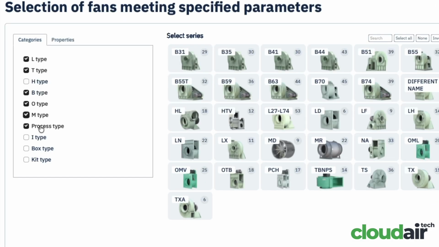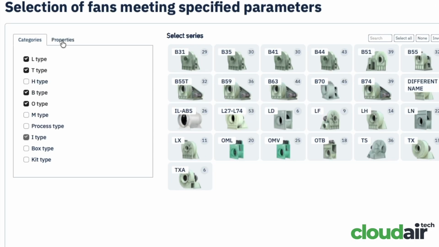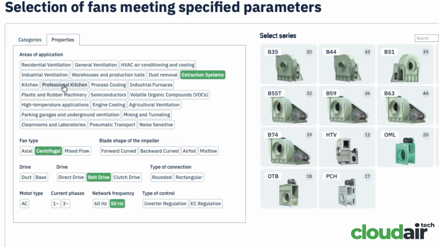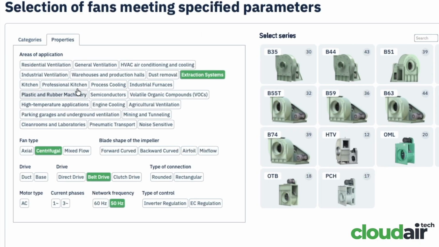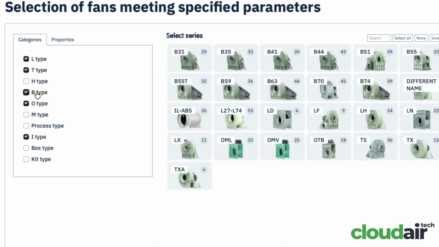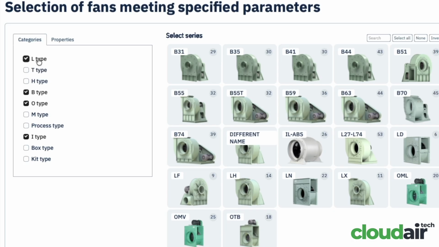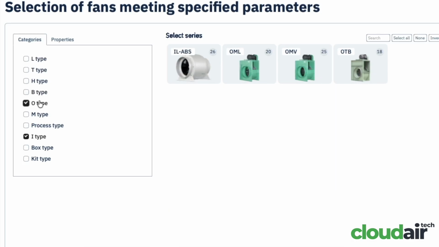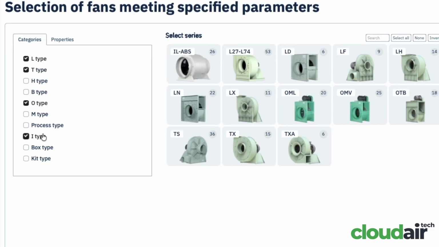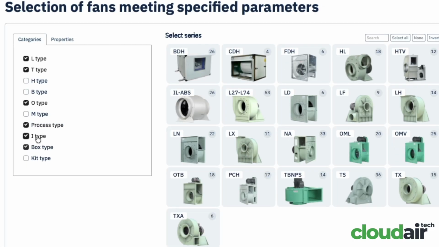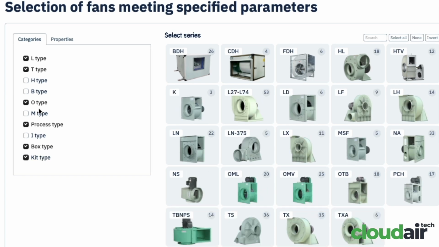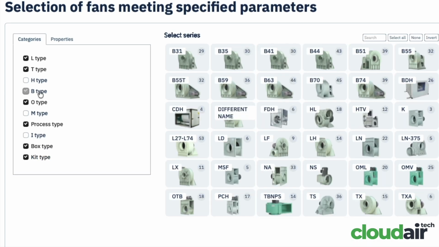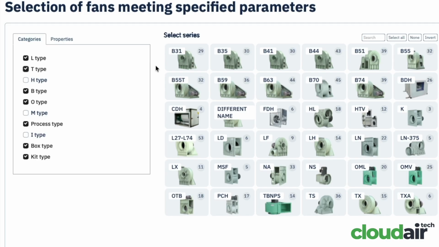Selection criteria. To begin the fan selection process, users can define their search scope in two complementary ways, either by selecting product categories or by filtering using detailed technical properties. Category-based filtering. On the left-hand side, the system provides a list of fan categories, such as L-type, T-type, process type, box type, and more. You can select one or multiple categories at once, allowing for broader or more focused searches depending on your project needs.